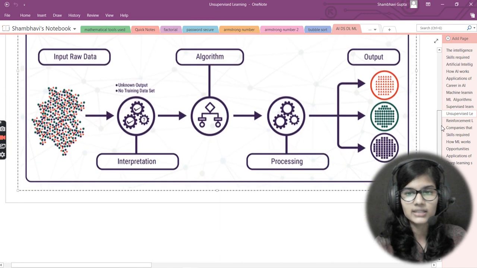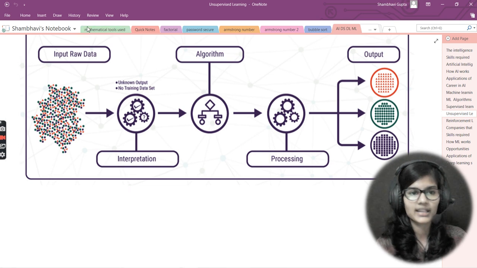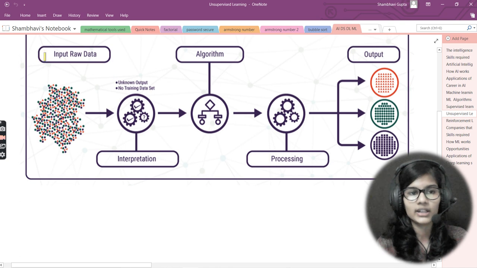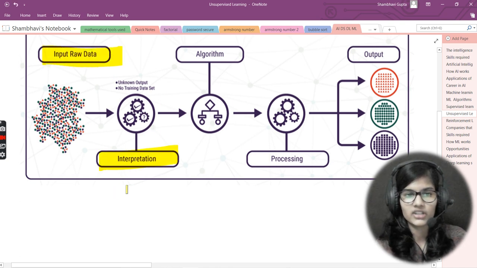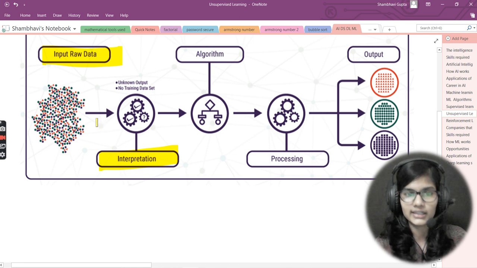So in unsupervised learning, what actually happens is your raw data is first of all taken. We know that we always have raw data, input raw data. After that, you start your interpretation. Interpretation means unknown output, no training data set. This is the place where you say, okay, what is the thing that you are going to interpret? What are the things that you are going to do from this particular data? This is what is called interpretation.